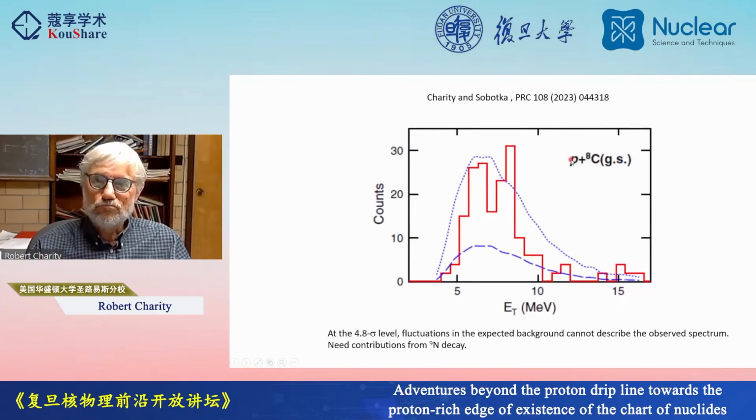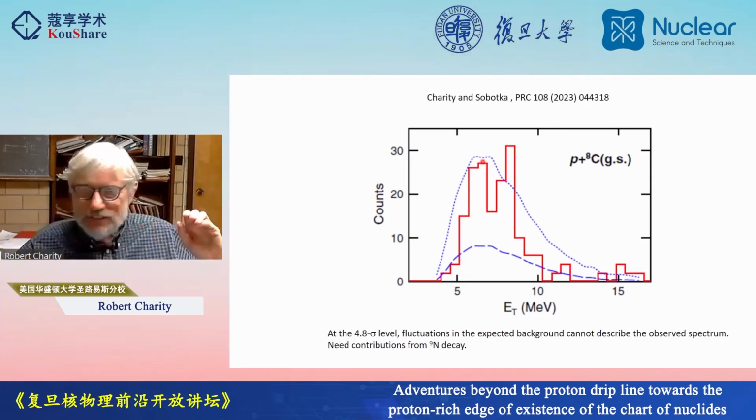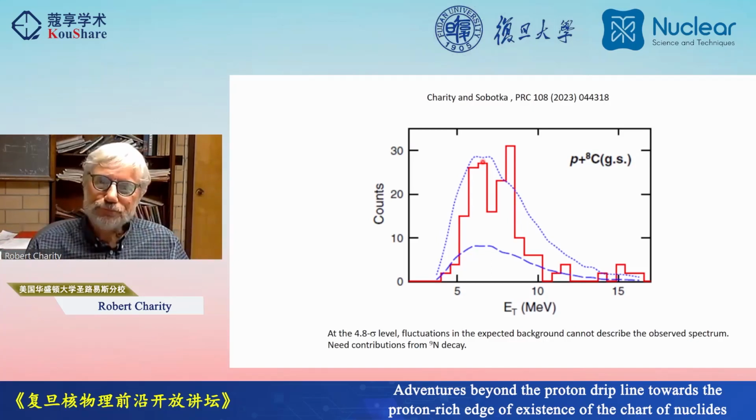For the proton plus carbon-8 events, we do something equivalent, and we can get the shape that we expect for the background. That's this dotted blue curve. So the question is whether this red curve, our experimental proton plus carbon-8 invariant mass spectrum, can be reproduced by this. I've normalized this blue curve to be about the same peak height as the experimental data. And as you see, it's just too wide to explain the experimental distribution.